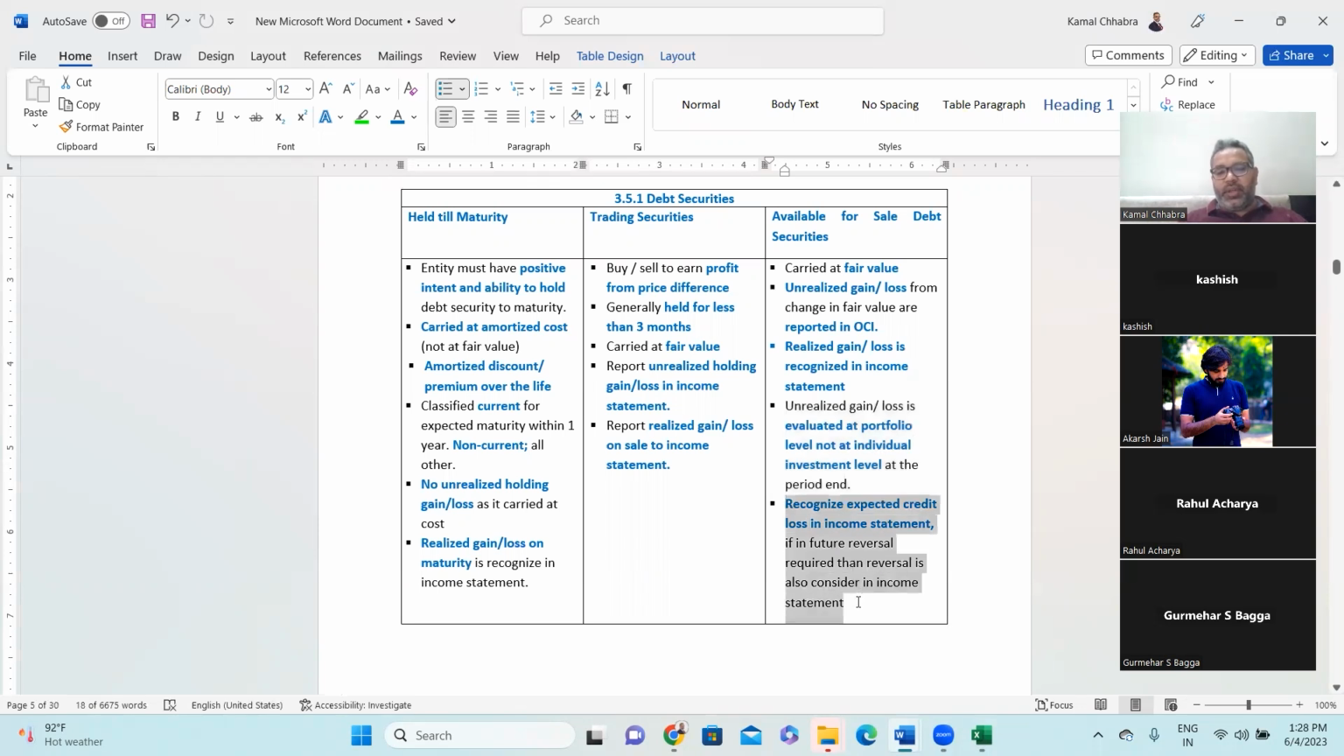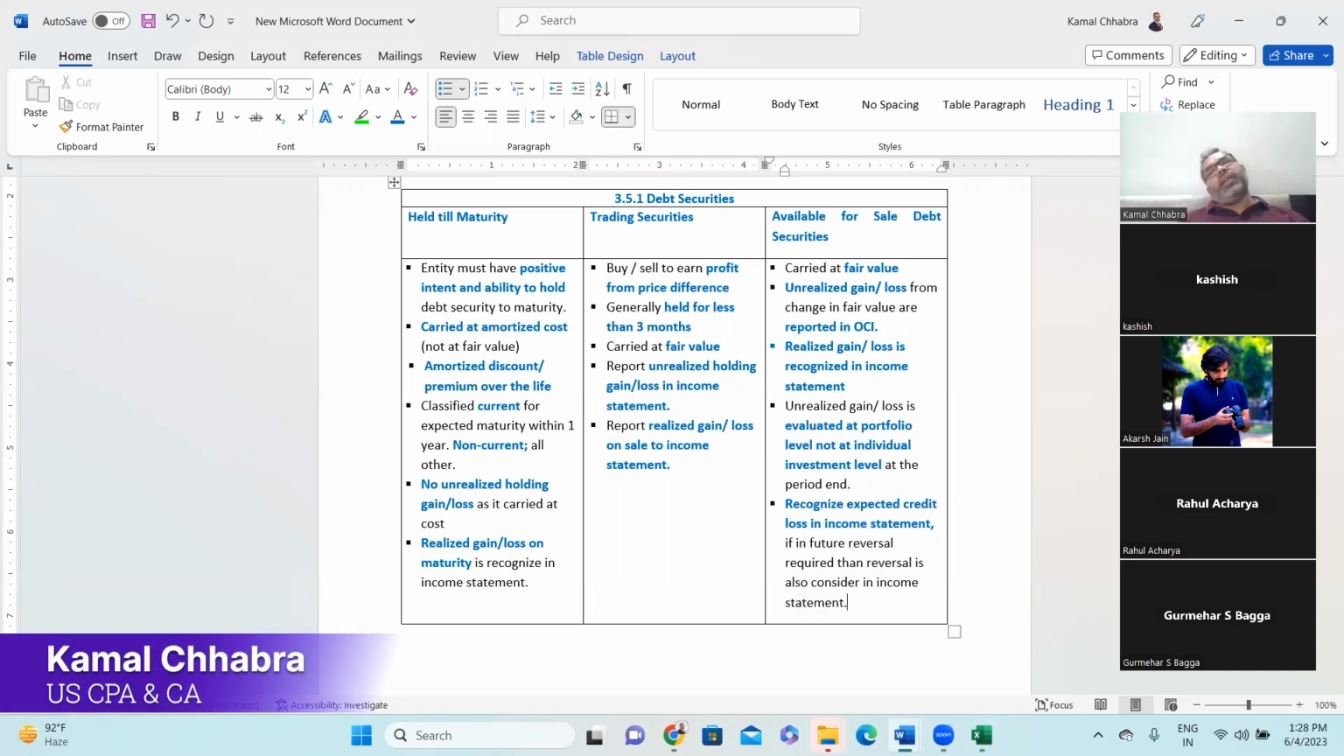The last one is to recognize the expected credit loss in the income statement. This we have studied in ASC 326 in detail. In the future, if a reversal is required, then the reversal is also considered in the income statement. So every year or every balance sheet date, you will be recording the expected credit loss in the income statement. When you are actually realizing it, when you are actually selling it, if any reversal is required, then that reversal will also go to the income statement.